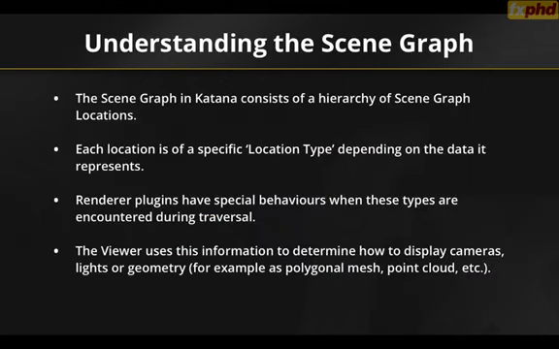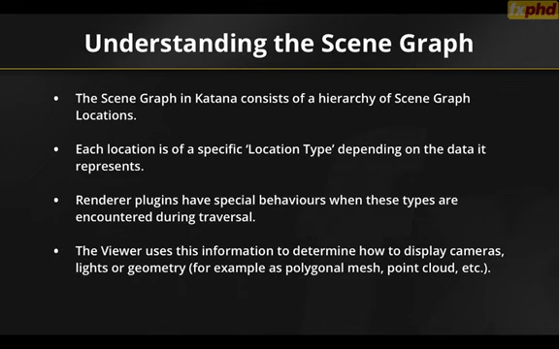So let's have a think about the scene graph inside of Katana, and let's try and understand a little bit more about what it is. The scene graph in Katana consists of a hierarchy of scene graph locations, and that's what we saw earlier. We saw that kind of hierarchical structure. Each location is a specific location type depending on the data it represents. Render plugins such as Arnold or RenderMan have specific behaviors when these types, and that's the location types, are encountered during looking through the scene graph.